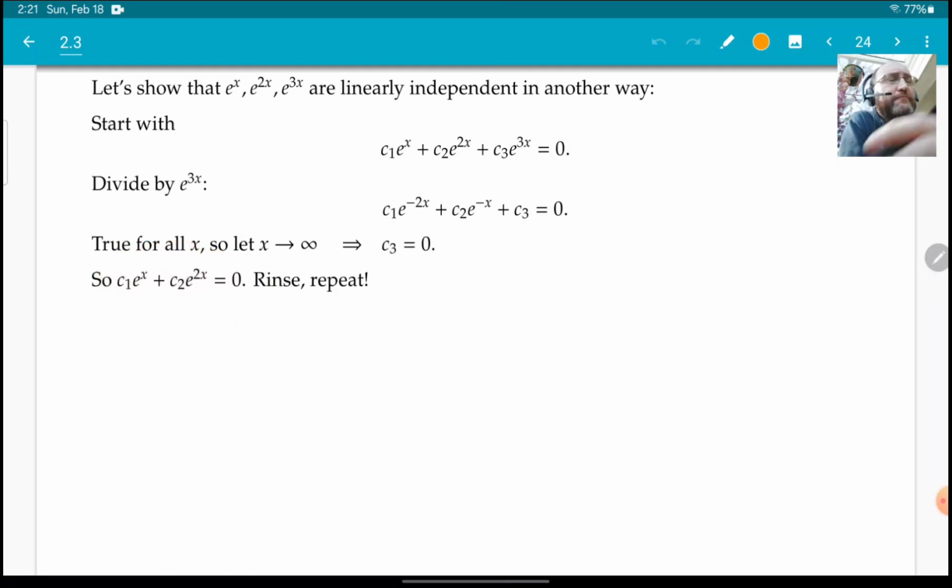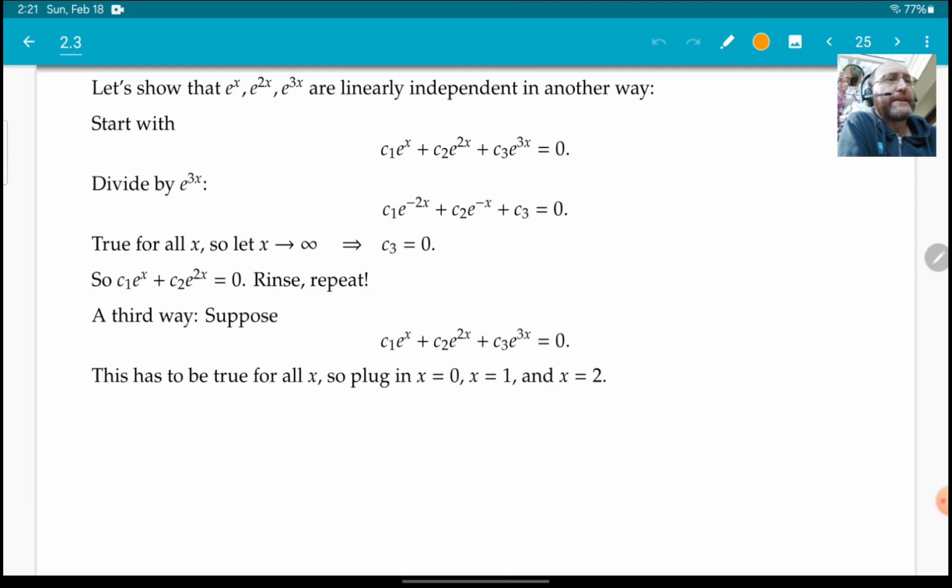And I could just repeat the same argument. I could divide by e to the 2x, right? I would get C1 e to the minus x plus C2, and let x go to infinity, and that would give me that C2 is going to be 0. And once C2 is 0, my equation would be just C1 times e to the x is 0, and if you divide by e to the x, you just get C1 is equal to 0, right? So they all have to be 0. The functions are linearly independent.